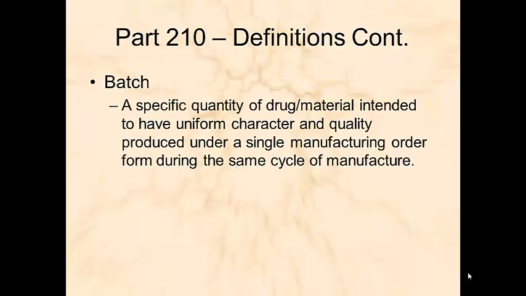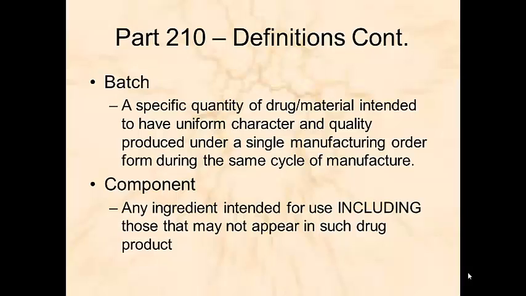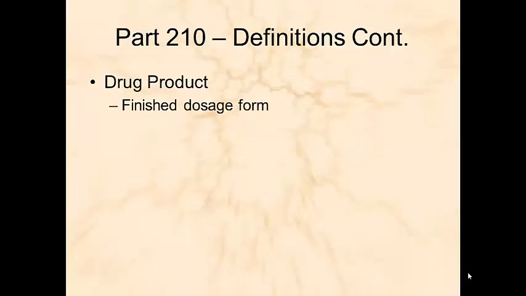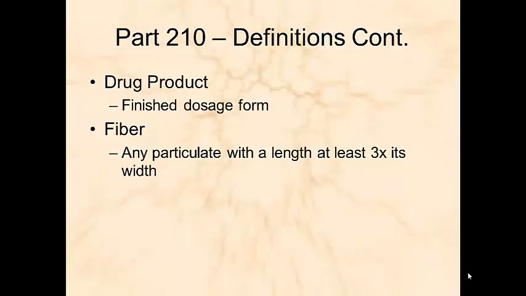Continue with definitions. Batch, it's a specific quantity of drug material intended to have a uniform character and quality produced under some type of manufacturing order to form a product in the same cycle of manufacturing. A component, any ingredient intended for use in your drug product, including those that may not appear in the finished product, such as water. Drug product is your finished dosage form. A fiber, any particulate with a length at least 3 times its width. Very critical for you to remember that.